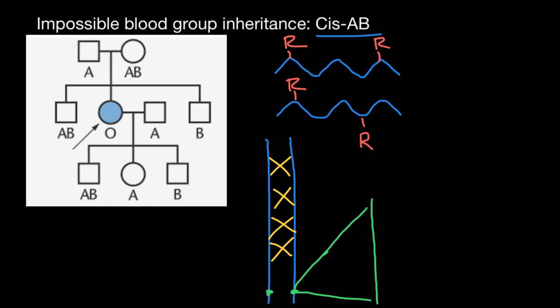But still, sometimes what might happen, we may get a crossing over that happens in the middle of the exon. So let's say it happened here, and what can we get? We can get a recombined exon and a recombined gene and a new allele.